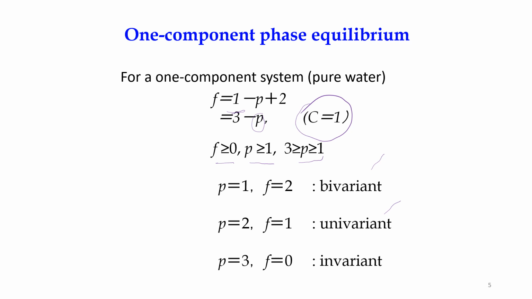And here we have P equal to 3, so the degree of freedom equal to 0. So this system, we call it an invariant system. In this case, the system does not depend on the three intensive variables.